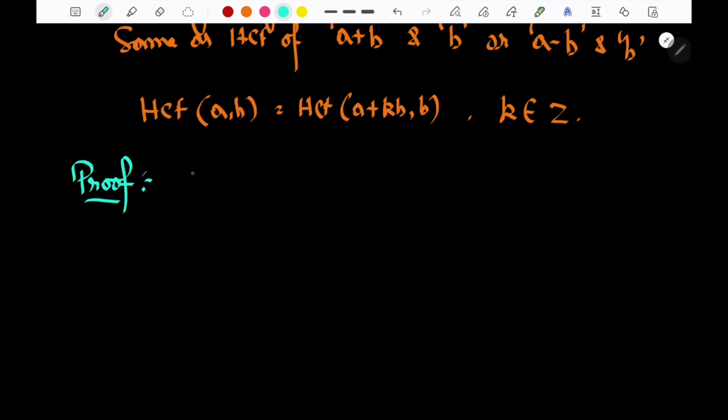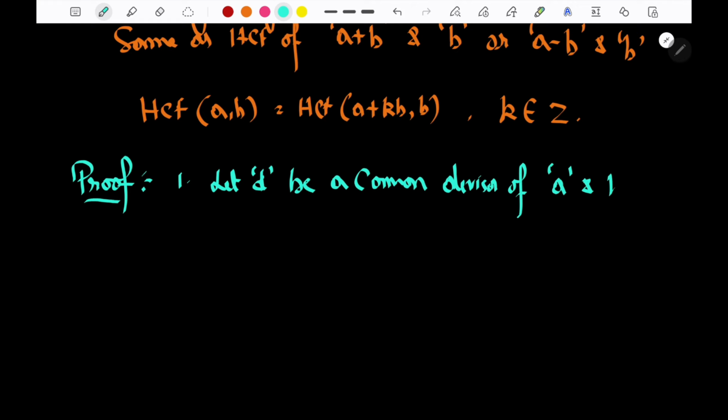Now first we can choose a common divisor. Let D be a common divisor of A and B. Then what is going to happen? A will be equal to D into X, and B will be equal to D into Y, for X, Y belonging to the set of integers.